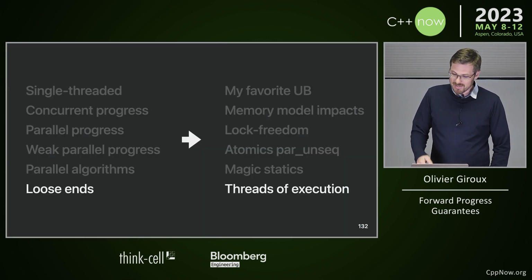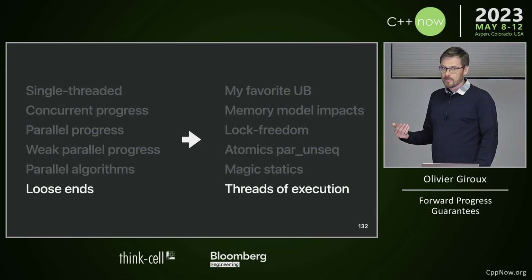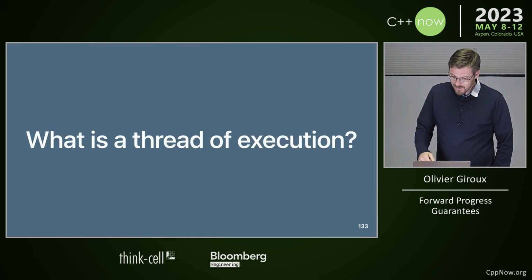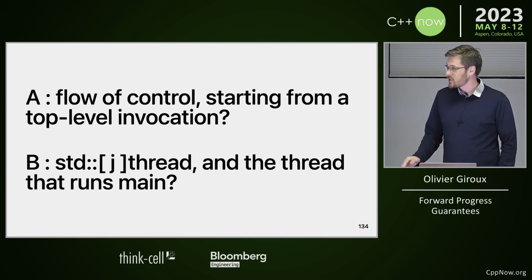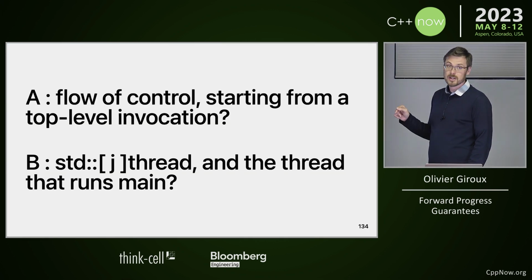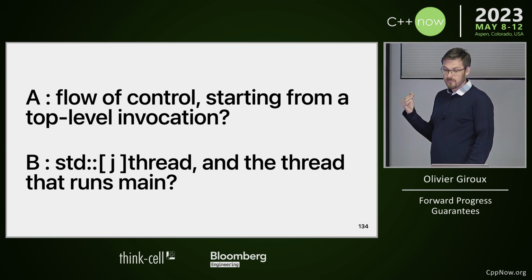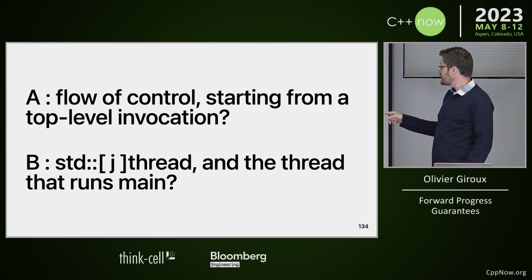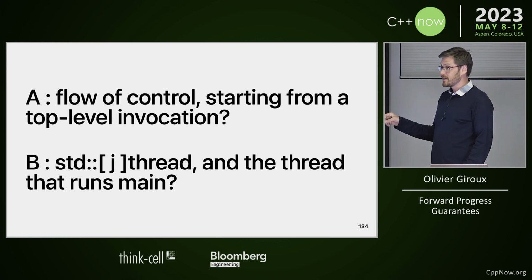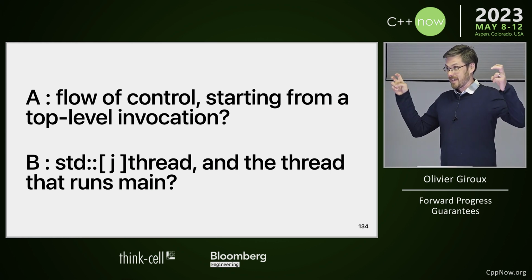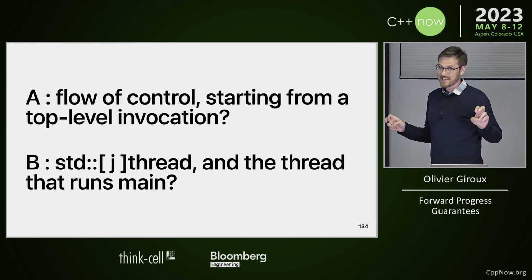Okay. And then there's a lot of things that are unclear about threads of execution. So what is a thread of execution? Earlier, I used the definition: flow of control starting from the top level invocation. Definition A is my favorite definition for thread of control, thread of execution, and that's what we should use everywhere. However, there are sentences in the standard that equate threads of execution with full threads: thread, jthread, and the thread that runs main. And there's literally a sentence somewhere in there that says that they are the same. But they haven't been the same since 17.